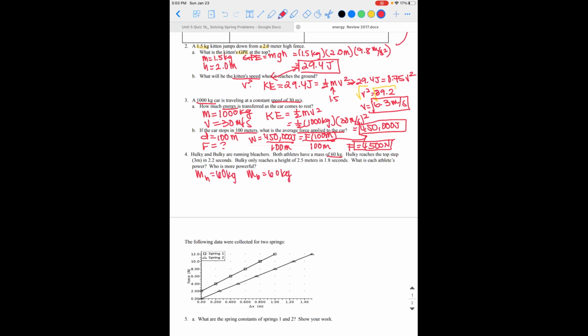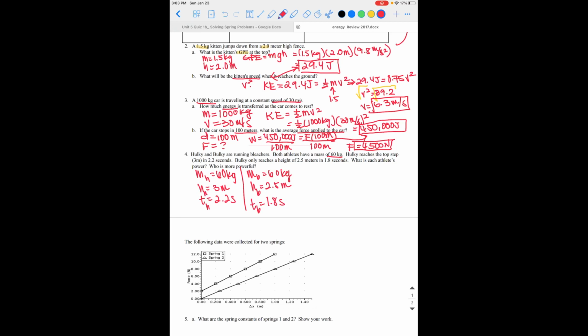For Hulky, he reaches a height of 3 meters. We can call that our distance. And he does it in a time of 2.2 seconds. For Bulky, we've got a height of 2.5 meters and a time of 1.8 seconds. So this is for Bulky, this is for Hulky.